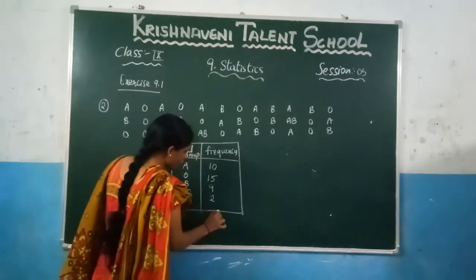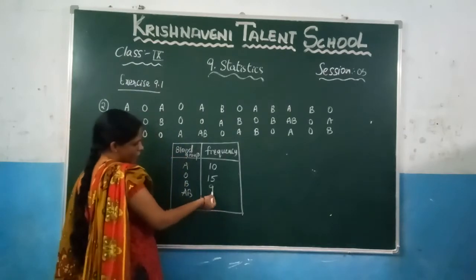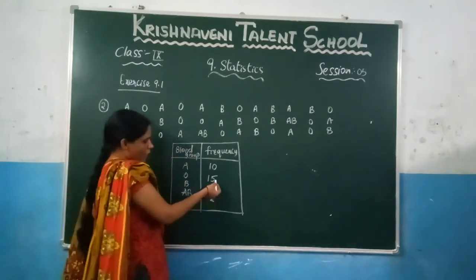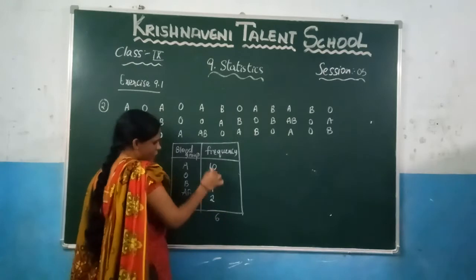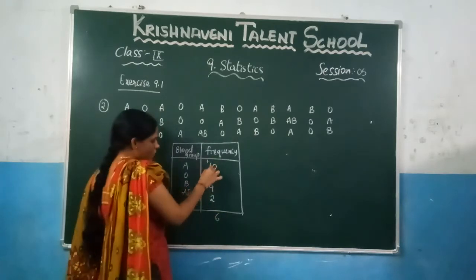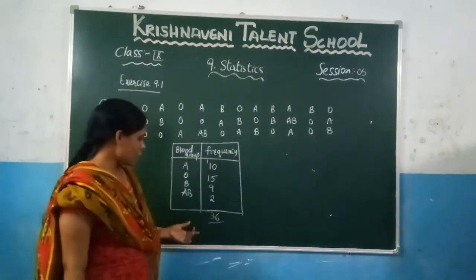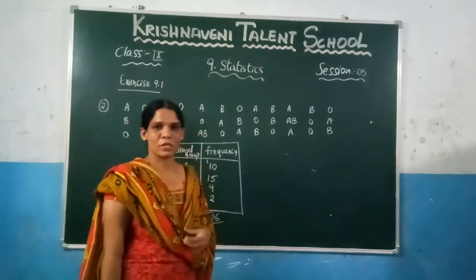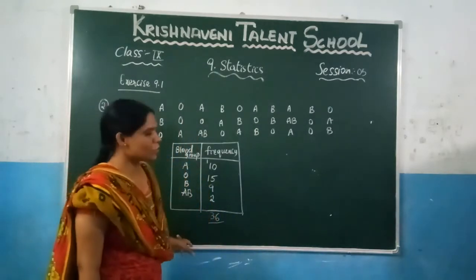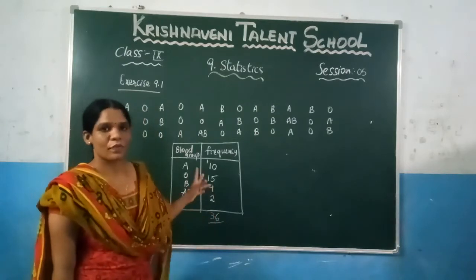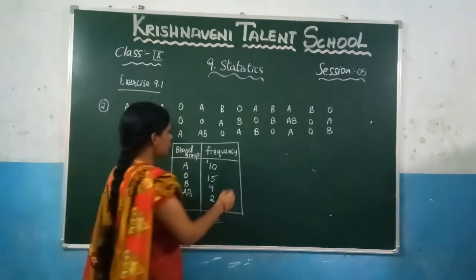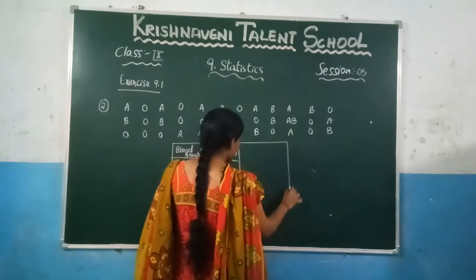Just count it here. What you are getting is 9 plus 2, which is 11. 11 plus 5, which is 16. Then 6, and here 1. 1 plus 1 plus 1, which gives you 3. And the 36 students are there. It is valid based on the question. Like this, you need to draw the frequency distribution table. And the next one, you have to write here the tally marks.